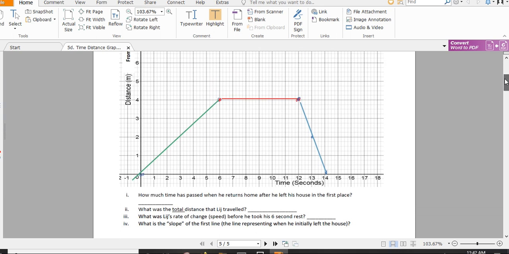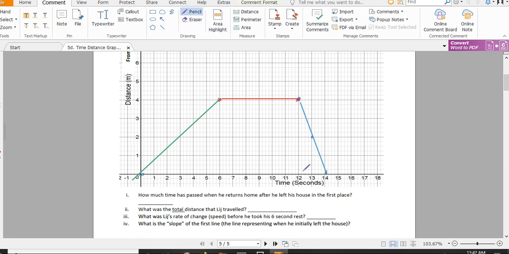How much time has passed when he returns home after he has left his house in the first place? Well, how much time has passed? The whole trip took 14 seconds.